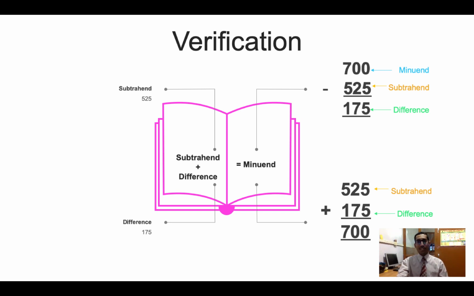Adding these two, I should get back my original minuend. Okay, so when I add these two, I get 700, and we can see that this 700 is a minuend. Okay, and I have my minuend as 700, so both are equal. So this verifies that what I have done is correct. Now this is how we are going to verify our answers.